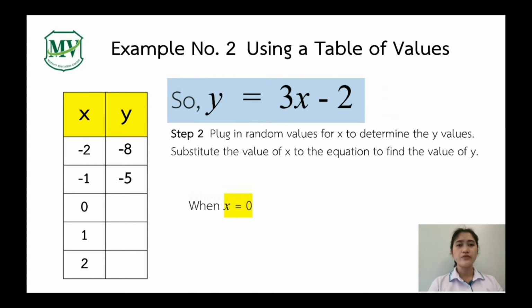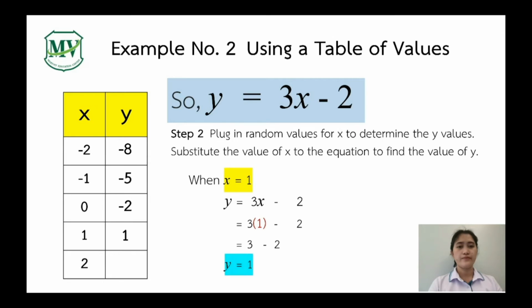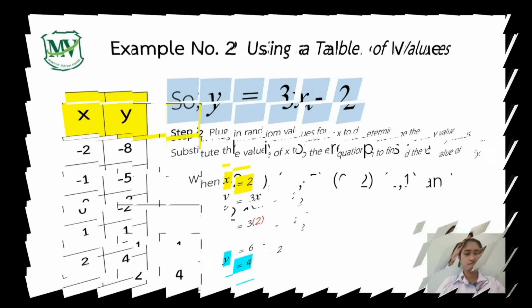Next, when x equals 0, 3 times 0 equals 0. 0 minus 2 equals negative 2. Next, when x equals 1, 3 times 1 equals 3. And then 3 minus 2 equals 1. And the last, when x equals 2, 3 times 2 equals 6. 6 minus 2 equals 4.